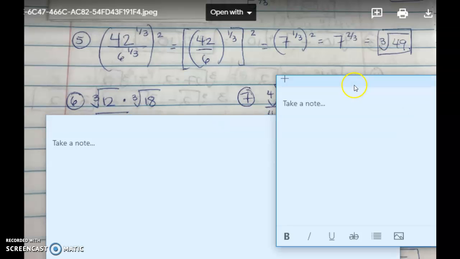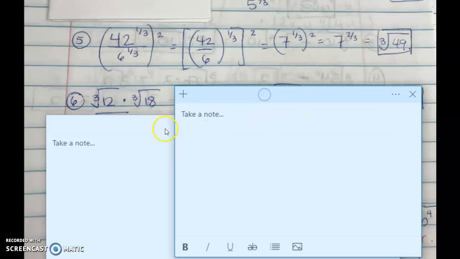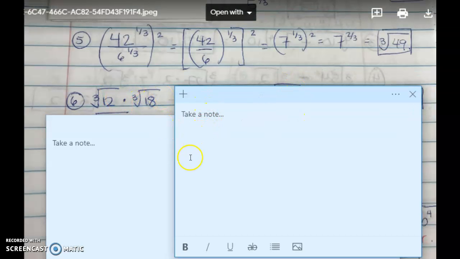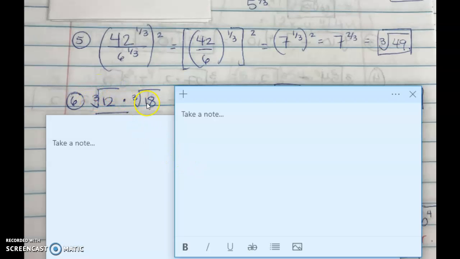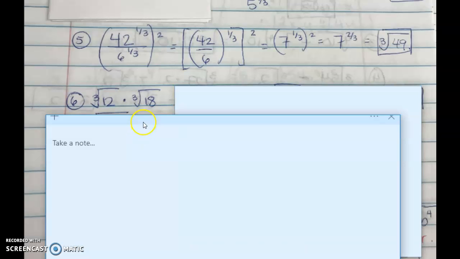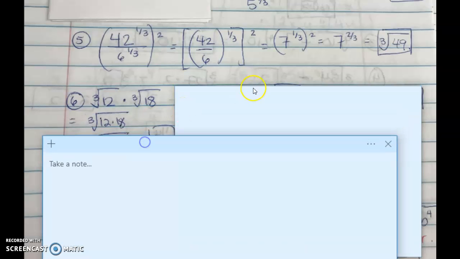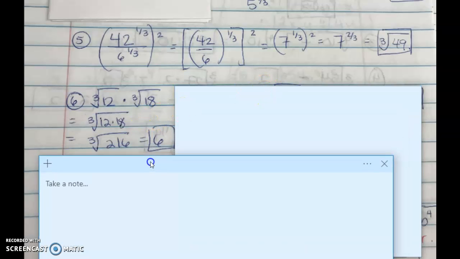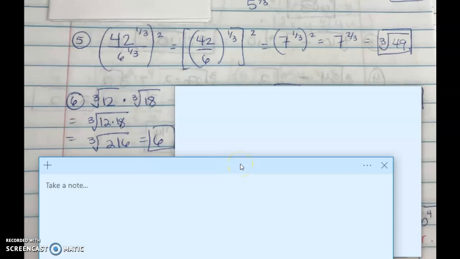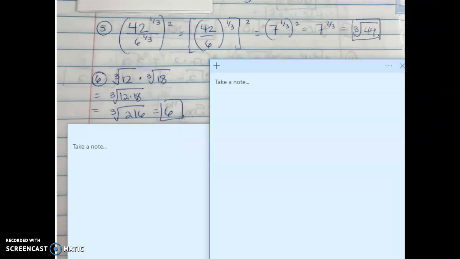All right, for number 6, we've got the cube root of 12 times the cube root of 18. Because these both have the same cube root, you have a rule that says you can multiply the 12 and the 18 together. So when I do that, 12 times 18 is 216, and the cube root of 216 is 6.